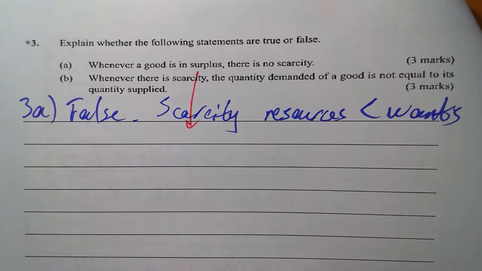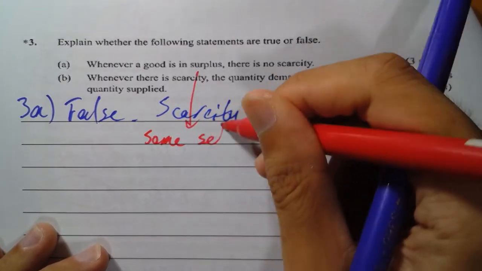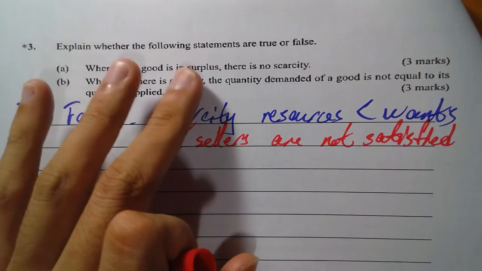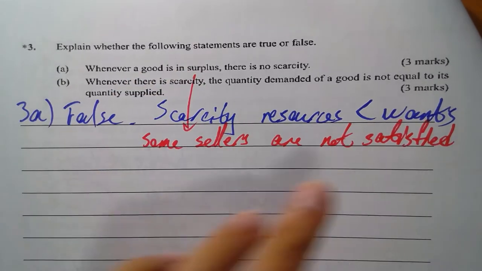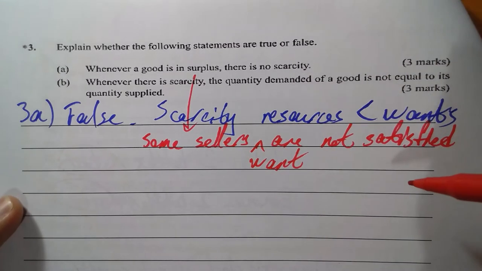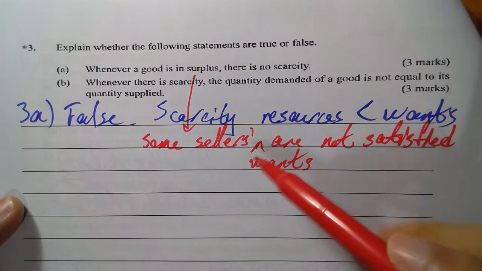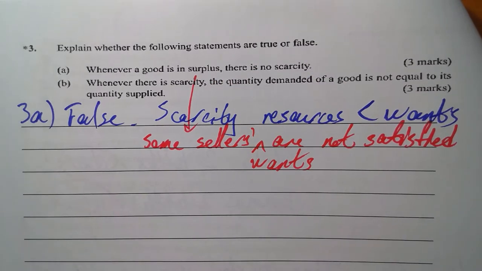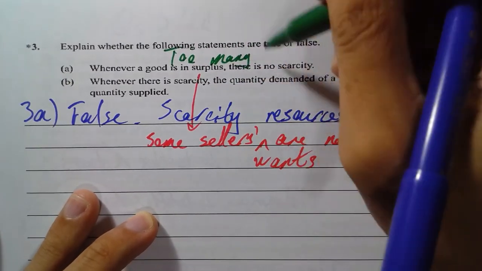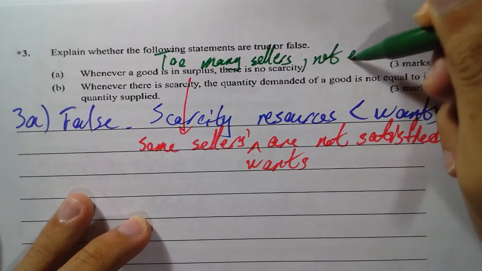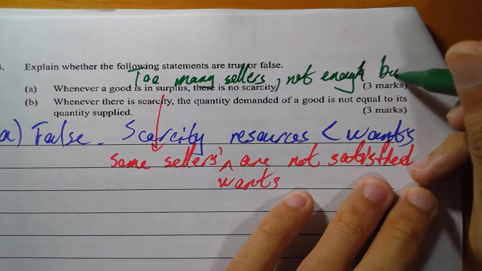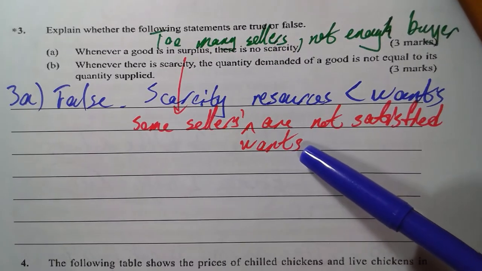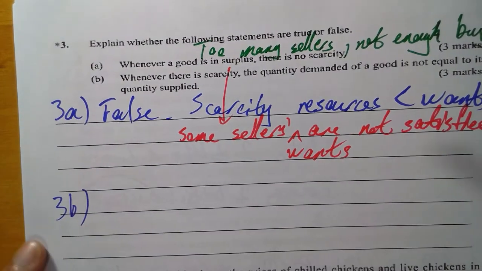Whose wants? At least we can conclude that some sellers are not satisfied. 起碼一定有啲人賣唔出嘢啦，係咪啊？賣唔出佢肯定係未 satisfied 啦，係咪啊？Some sellers' wants are not satisfied. So scarcity exists, right? Again, surplus, meaning too many sellers, not enough buyers. So, some sellers must be left unhappy with their wants, okay?